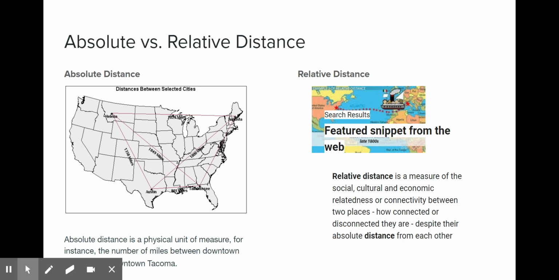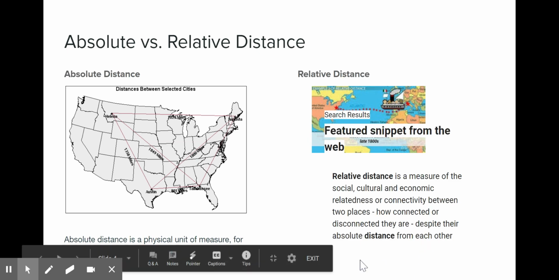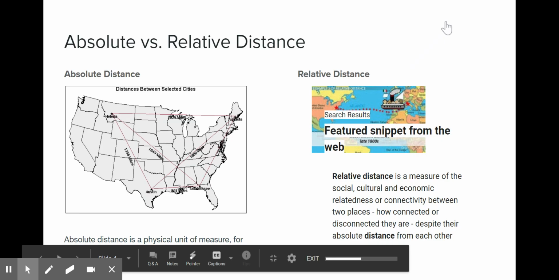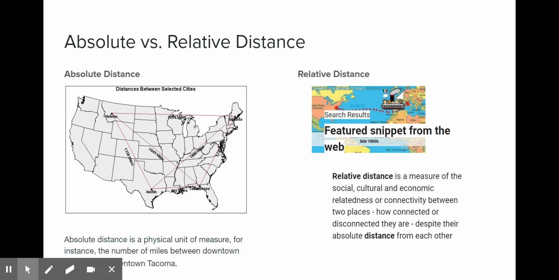So the first terms we're going to talk about are called absolute versus relative distance. So we're going to start with some easy ones. And the first one is absolute distance. So absolute distance is a physical unit of measure, for instance, the number of miles between downtown Seattle and downtown Tacoma. So absolute distance refers to the exact distance between two locations. So you could probably synthesize the definition as exact distance between two locations.